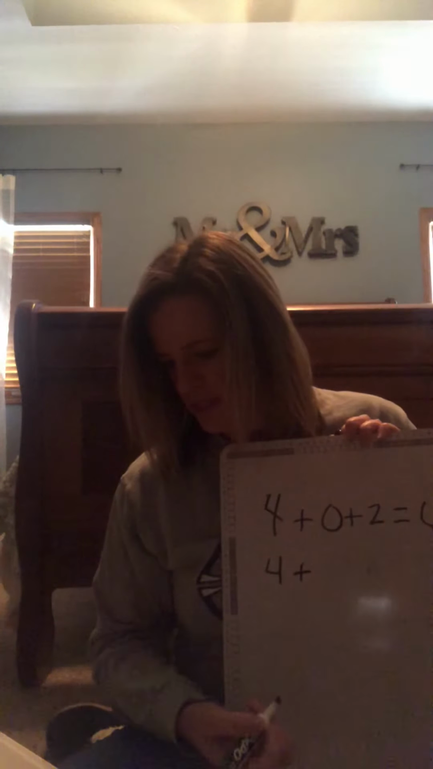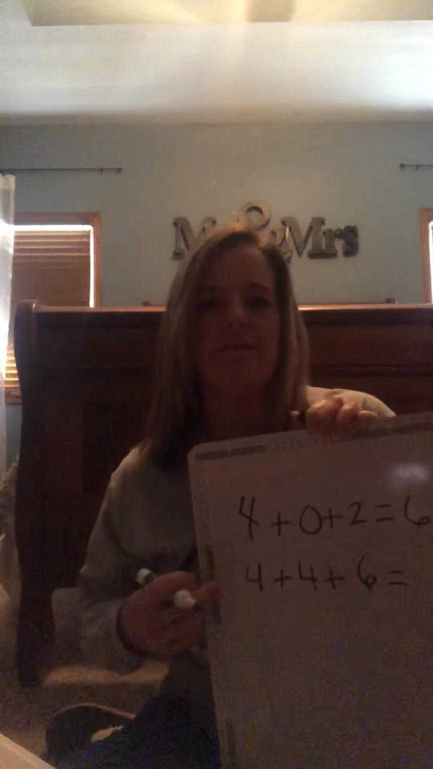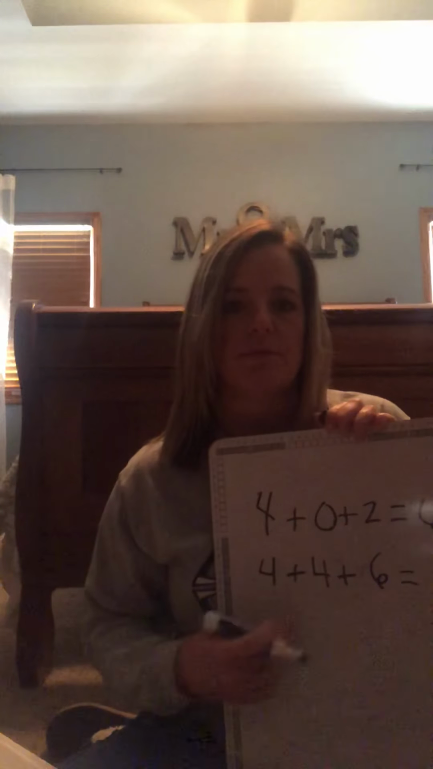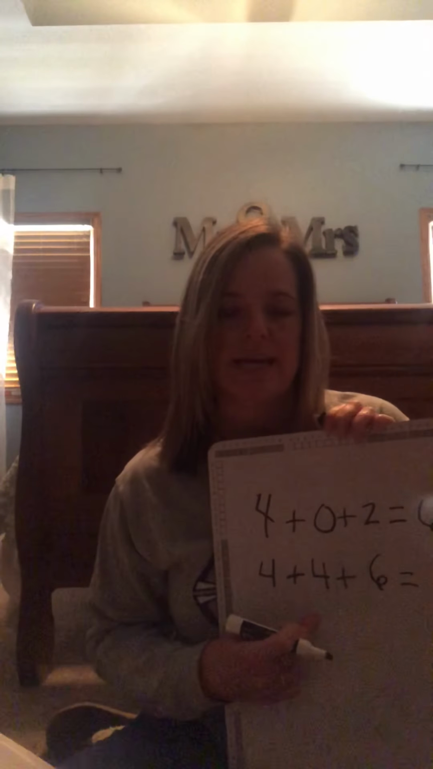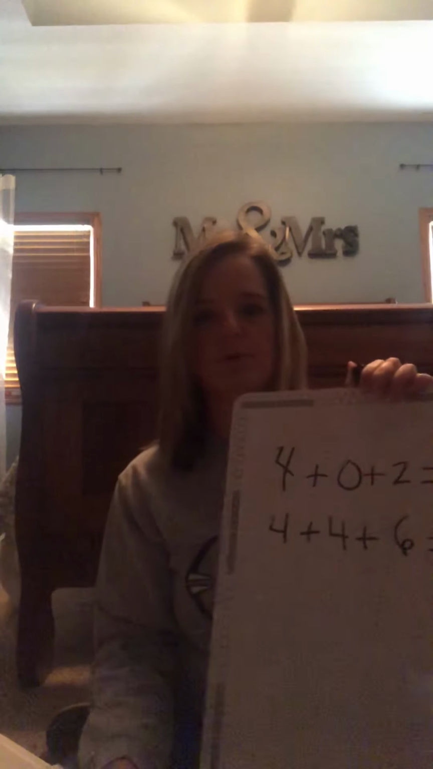Let's try another one. Let's use that horse again. Then let's use the frog. Frog has 4 legs. And then let's use the bee. Anybody know how many legs the bee has? It's 6. Okay, so now I have 4 plus 4 plus 6. 4 plus 4 is a double. That's 8. Now 8 plus 6 is, you could do your double plus 2. That would be 14.